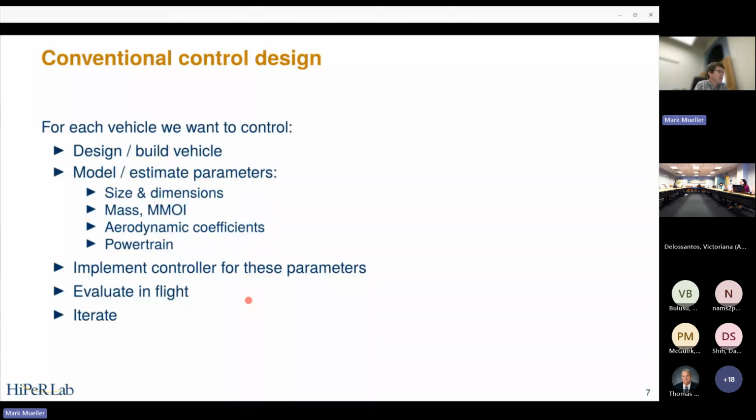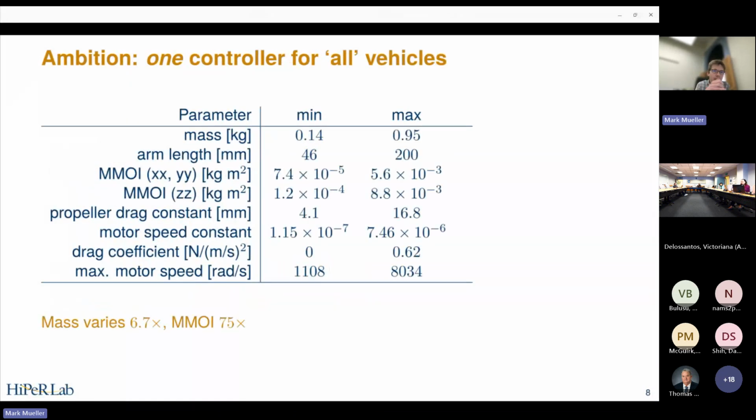This is obviously kind of labor intensive, and what we'd like to do is circumvent this path and create one controller that can fly any vehicle. And by any vehicle here, let me be clear about this. I mean a quadcopter, so a 4-propeller drone. We're looking at relatively small systems.